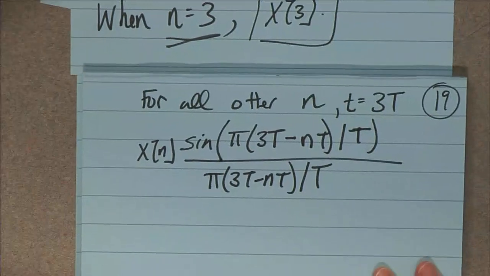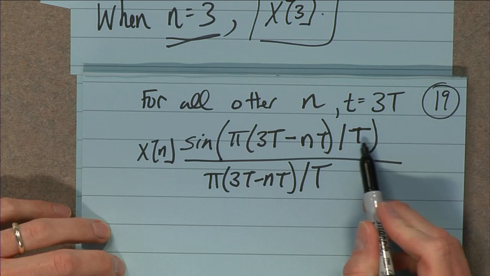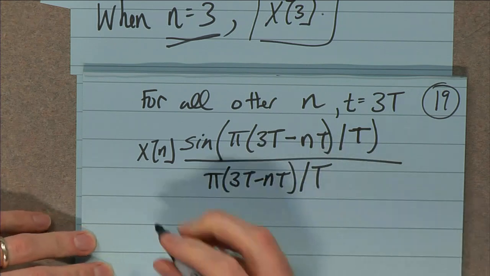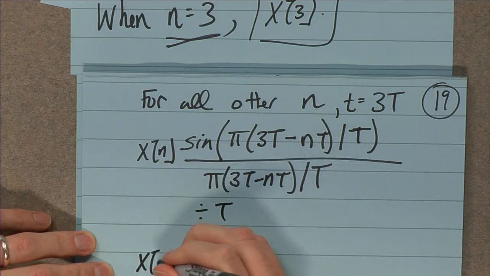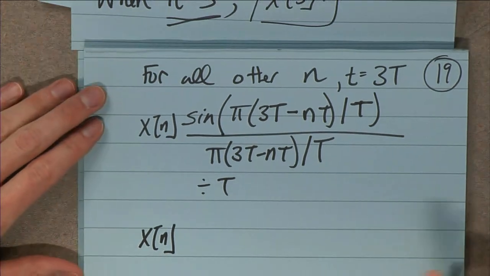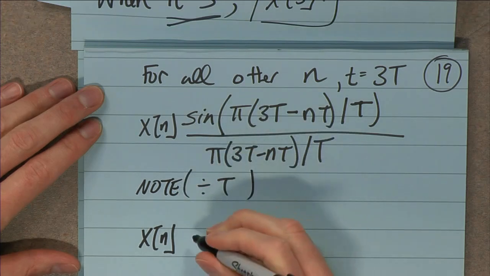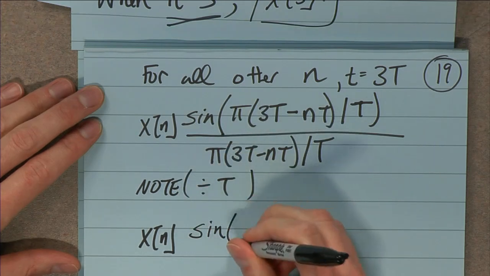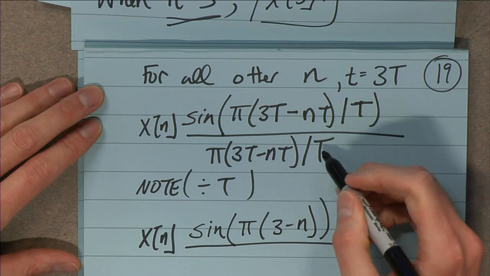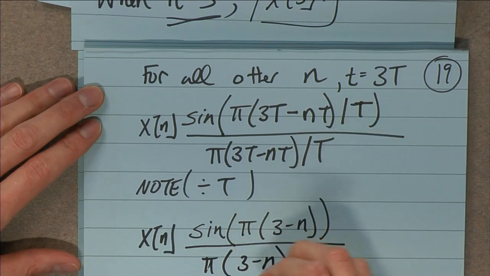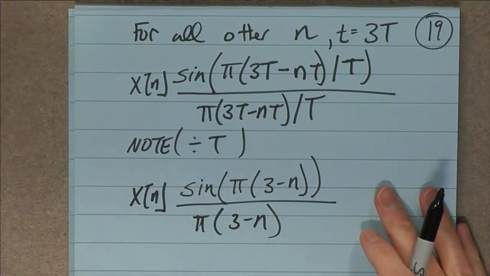So what is this expression? And we're going to sum over an infinite number of these. Well, first thing to do is just simplify a bit. Let's divide out this capital T because it's a common term in both of them. So we end up with x[n] sine of pi times (3 minus n), all right, this is looking better, divided by pi times (3 minus n). And n is being summed from minus infinity to infinity.